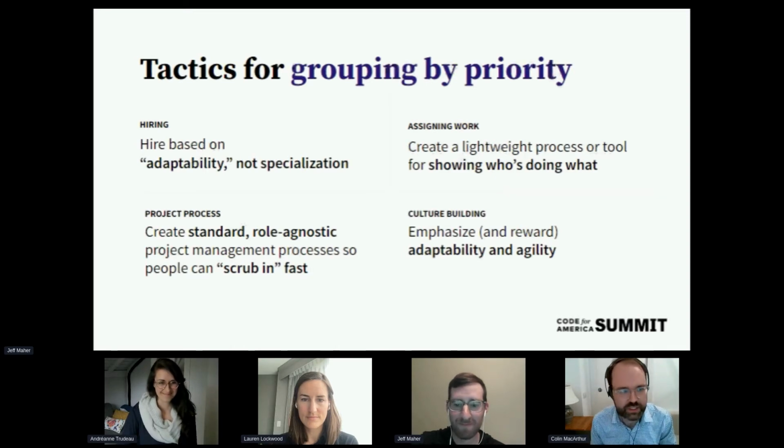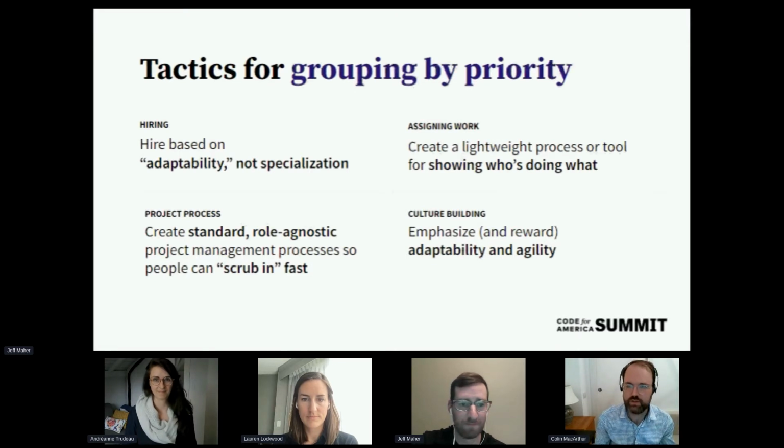So to just dive in, if you are trying to move towards grouping by priority, first of all, focus on hiring people based on whether they are adaptable and flexible with some good baseline cross-cutting knowledge. That might mean hiring, quote unquote, digital service generalists instead of designers or engineers or people with particular disciplinary expertise. Second, if you want to move in this direction, you can also change how you assign work to people.